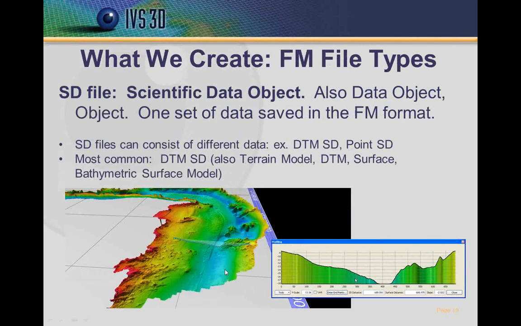We create two primary data types within the Fledermaus module. The first is a .sd file, or scientific data object file. These are also called DTMs, terrain models, surfaces, or bathymetric models. We use all of those terms interchangeably. Everything you bring into Fledermaus becomes an SD file, and what we're looking at here is a DTM SD. So that's an SD that is showing terrain. You could profile on DTMs, do things like that.